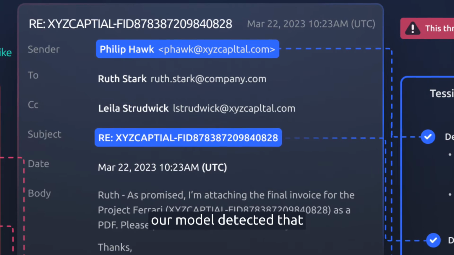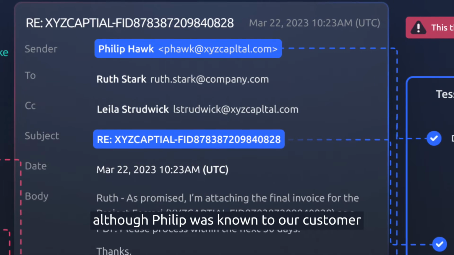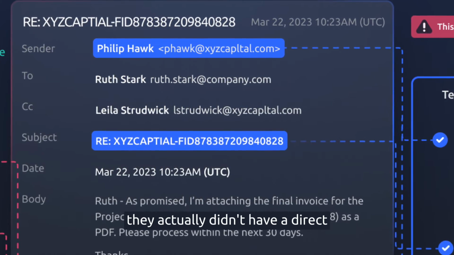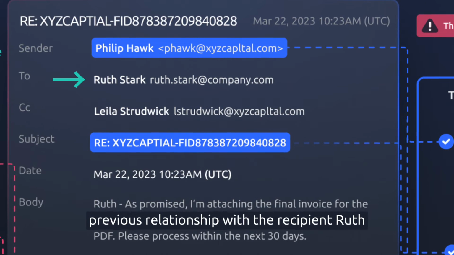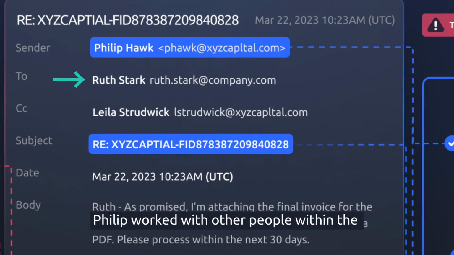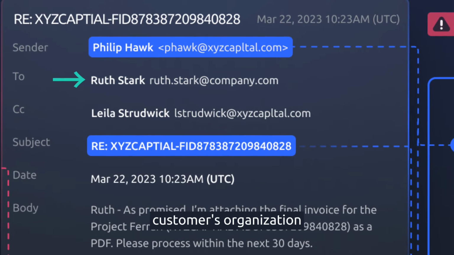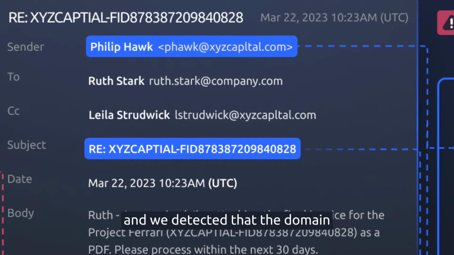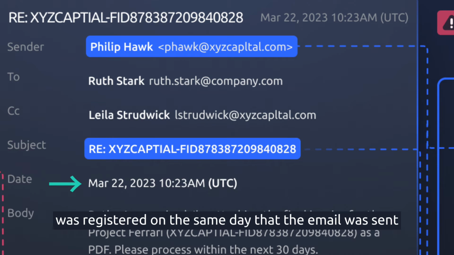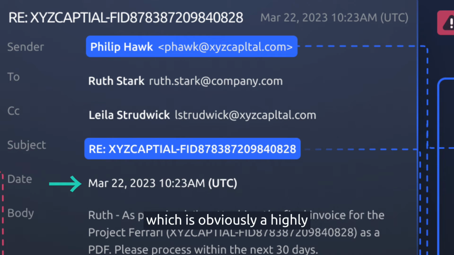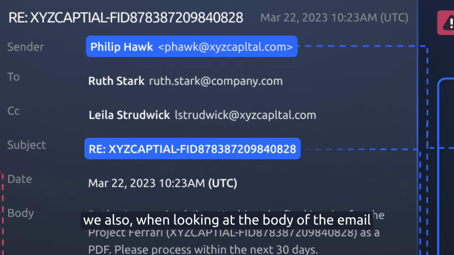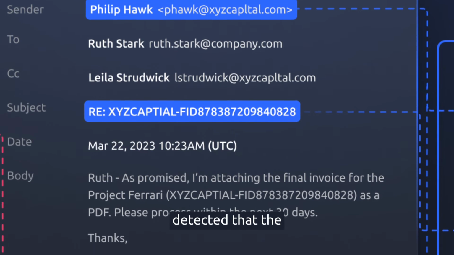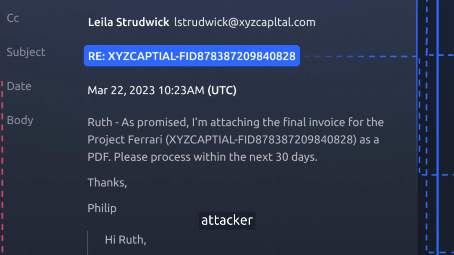Our model detected that although Philip was known to our customer, they actually didn't have a direct previous relationship with the recipient, Ruth. Philip worked with other people within our customer's organization, but not Ruth herself. And we detected that the domain was registered on the same day that the email was sent, which is obviously a highly suspicious signal.